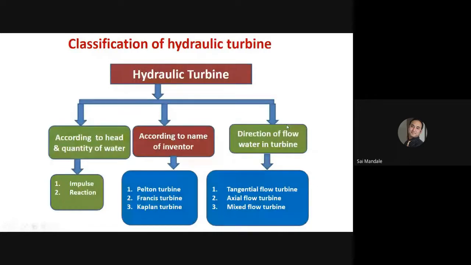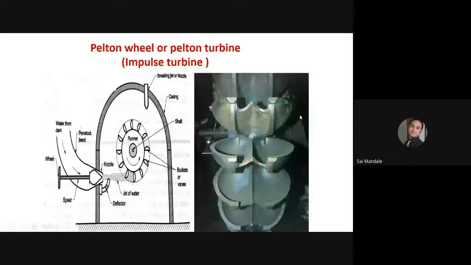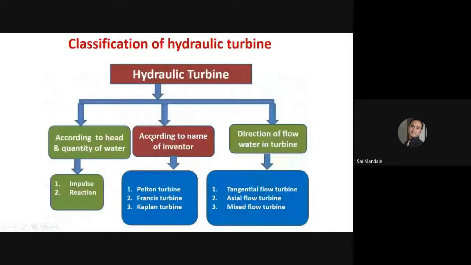Again, as far as the classification of the pump, the same classifications apply to the turbines too. According to head, according to name, according to flow, we have impulse turbine, reaction turbine, Pelton wheel turbine, Francis, Kaplan, tangential, axial flow, and all those types of turbines. But we are restricted to certain types of turbines that we will look into in the upcoming parts. So this is the Pelton wheel turbine we are restricted to discuss.